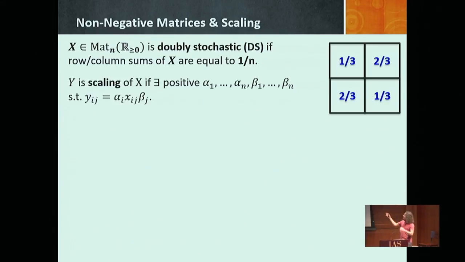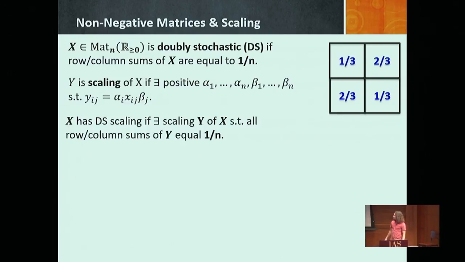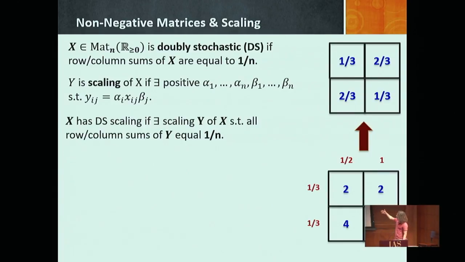And we say that Y is a scaling of X if there are positive elements alpha 1 up to alpha n, beta 1 up to beta n, such that the entry Yij is exactly equal to alpha i beta j times Xij. I multiply the rows of X by alpha i, and I multiply the jth column of X by beta j, right? And we say that X has a doubly stochastic scaling if there is such a scaling Y of X such that all rows and columns sums are equal to 1 over n, right? So here's a matrix, and you can see how this scaling brings this bottom matrix to doubly stochastic, right?